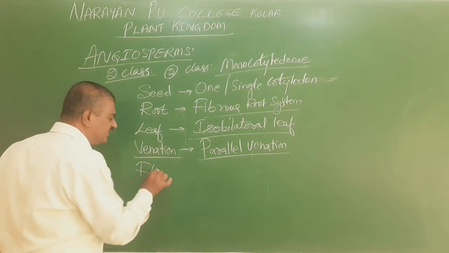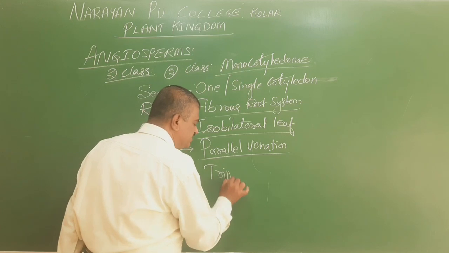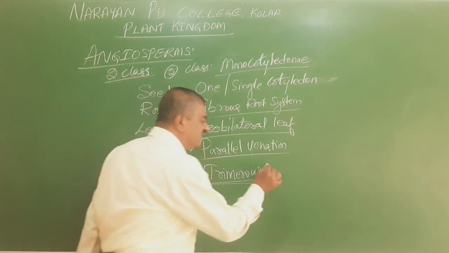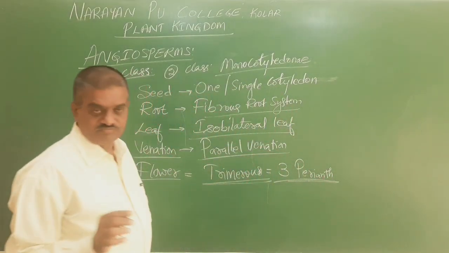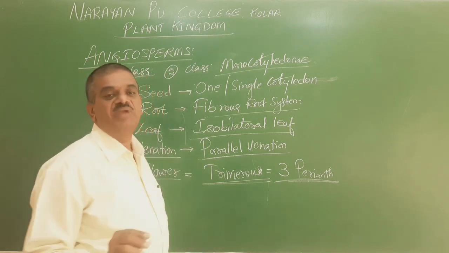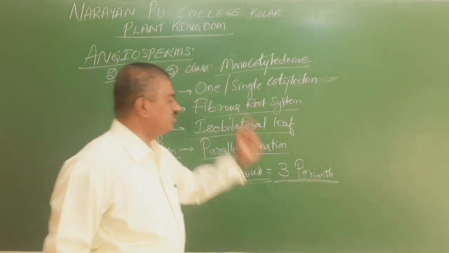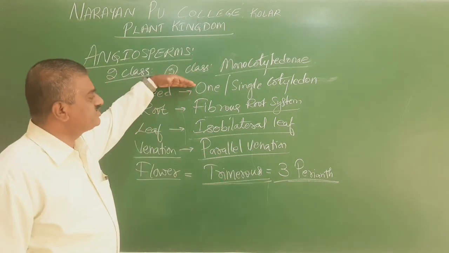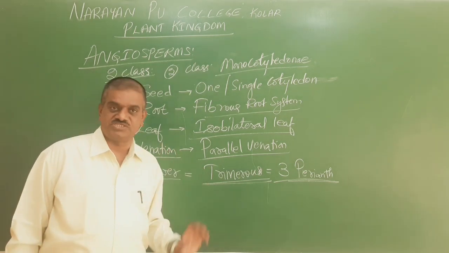When we go for the flower character, here it is always called trimerous. The meaning of trimerous is that there are 3 perianth parts. The word perianth is used when calyx and corolla cannot be differentiated, when they more or less look like the same thing. So in a monocot there are 3 perianths, hence we use the word trimerous. So here it has single cotyledon, fibrous root system, isobilateral leaf, parallel venation and trimerous flowers.